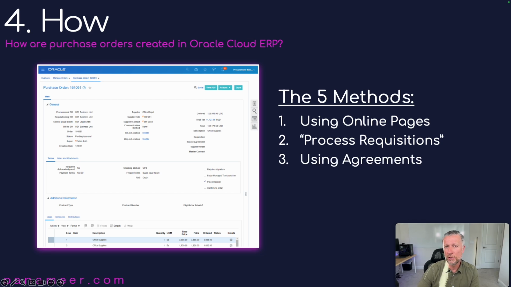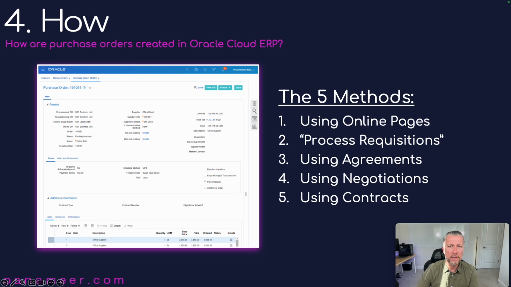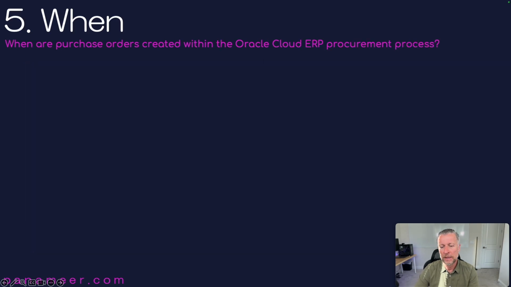Then, as we mentioned earlier, you may have agreements that create a purchase order. You may use negotiations to award to a purchase order, and you may use the contract line to create the fulfillment transactions downstream, meaning the purchase order.